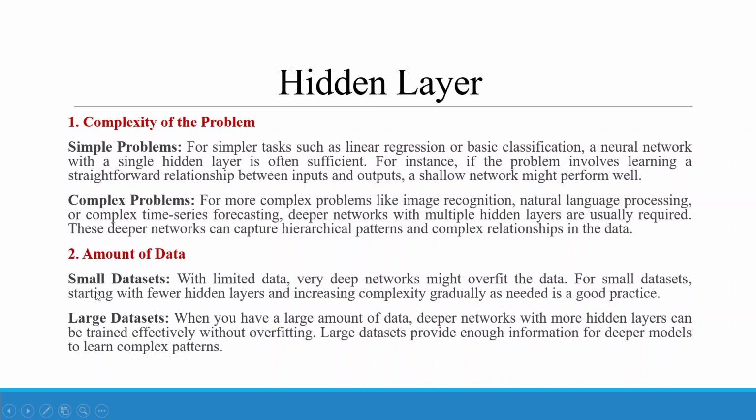Amount of data. Small data sets. With limited data, very deep networks might overfit the data. For small data sets, starting with fewer hidden layers and increasing the complexity gradually as needed is a good practice. Large data sets. When you have a large amount of data, deeper networks with more hidden layers can be trained effectively without overfitting. Large datasets provide enough information for deeper models to learn complex patterns.